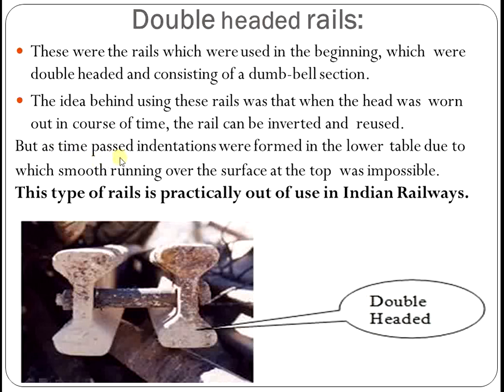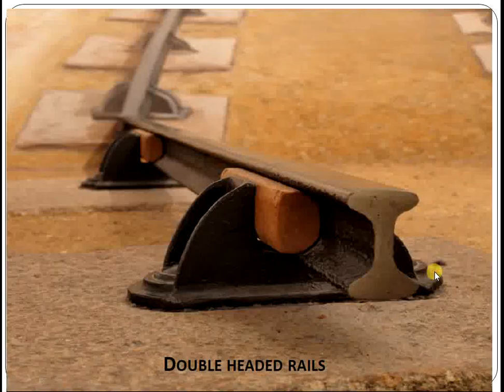But as time passed, it was found that the lower table became indented, due to which smooth running over the top surface was impossible, and this type of rail is practically out of use in Indian railways. And this is the double headed rail, the actual image or photo of the double headed rail. Here we see the top section and bottom section size is the same, just like a dumbbell section.